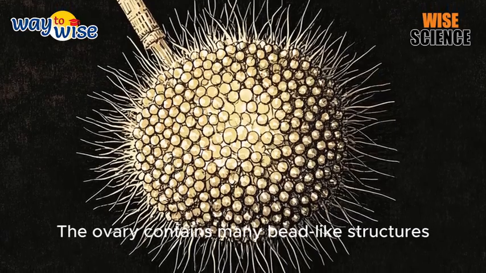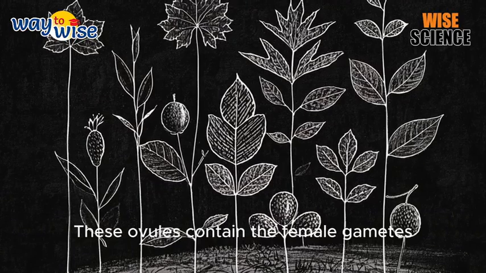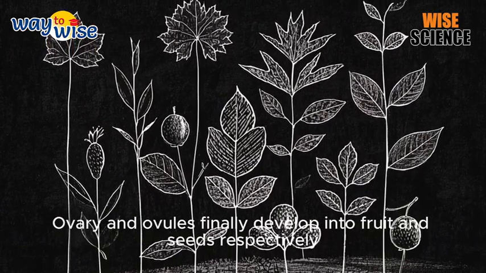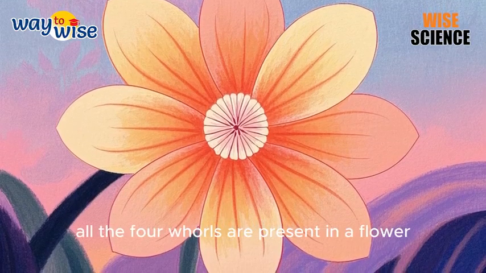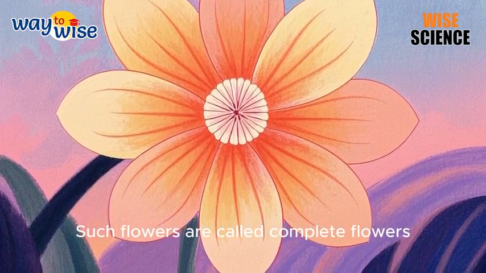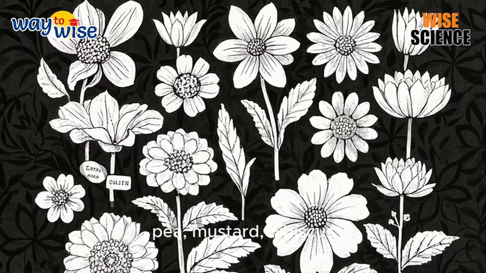The ovary contains many bead-like structures. These are called ovules. These ovules contain the female gametes. Ovary and ovules finally develop into fruit and seeds respectively. In most plants, all the four whorls are present in a flower. Such flowers are called complete flowers. Examples: petunia, pea, mustard, hibiscus, gulmohar.